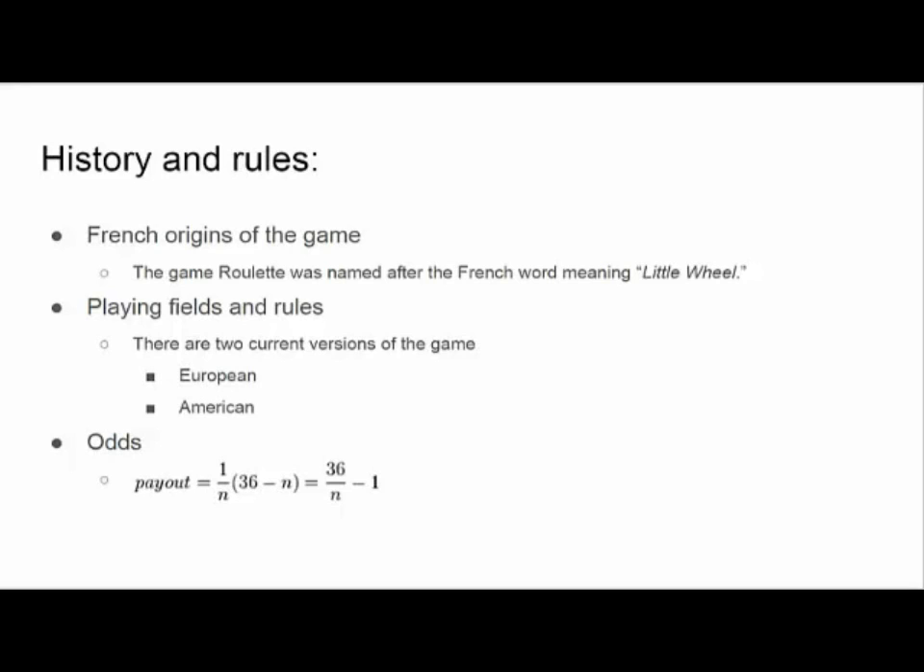A couple other topics were playing fields and rules. There are two current versions of the game. There is a European version and there's an American version. The difference between the two: the European has 36 slots on the wheel. The American has 37. So with the American, we actually introduced the double zero slot, which is different from the European. And an interesting fact on the odds, the payout actually turns out to be 1 divided by the number of bets times 36 minus the number of bets, or 36 divided by the number of bets minus 1.